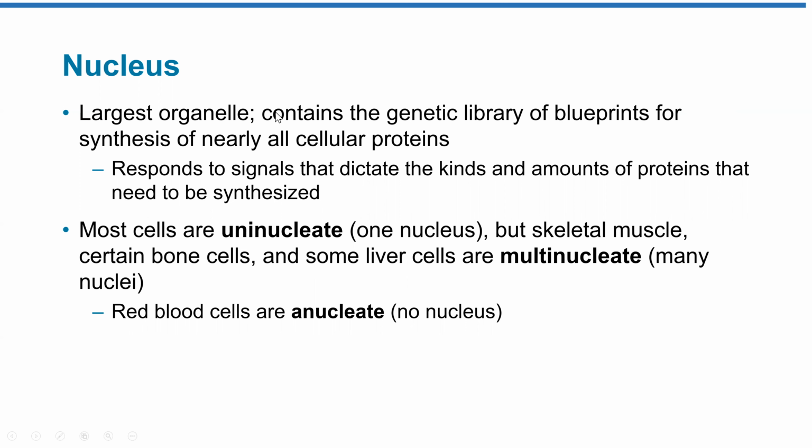So most of the DNA of eukaryotic cell is located inside a nucleus. Most of our cells are uninucleate. That means they have one nucleus per cell. But skeletal muscle, certain bone cells, and some liver cells are multinucleate. They have many nuclei, several nuclei, inside one cell. Red blood cells are anucleated. They do not have nucleus.